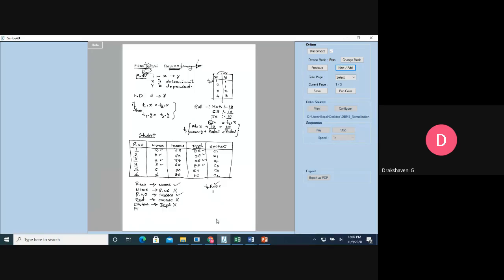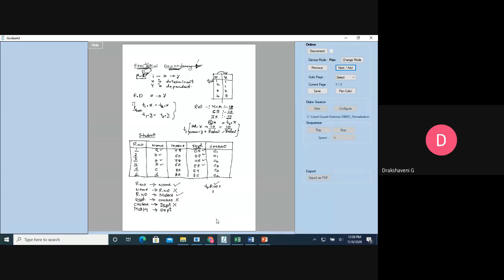The same way, come to marks. Can we say marks is functionally dependent on department? Come to marks. 78, there are 2 times 78. Then there is 60, there are 80. Okay, 78. If I say 78 is functionally dependent on C1, marks and department: 78 CS, 78 CS. Okay, these match, because x is same, y is also same.